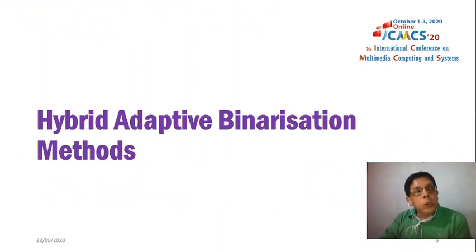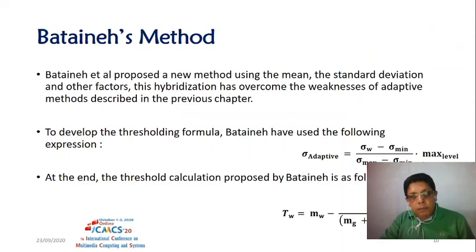Another family of adaptive binarization is called the hybrid adaptive binarization method. Especially, we discuss Bataineh's method. Bataineh proposed a new method using the mean, the standard deviation, and other factors. This hybridization has overcome the weakness of adaptive methods described in the previous chapter.